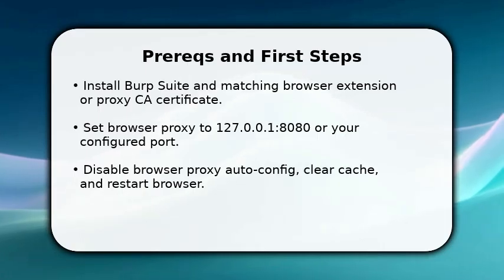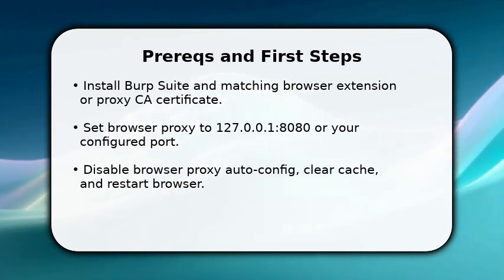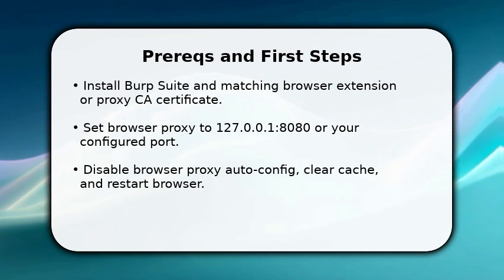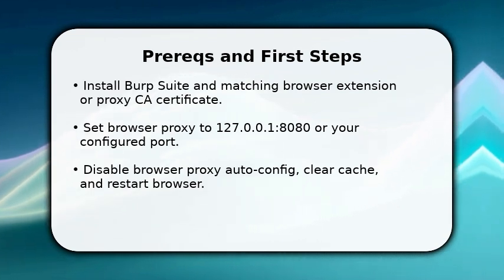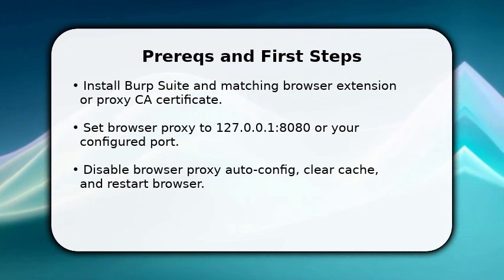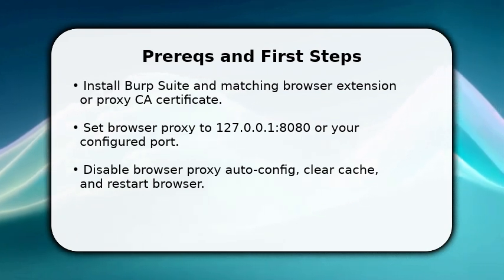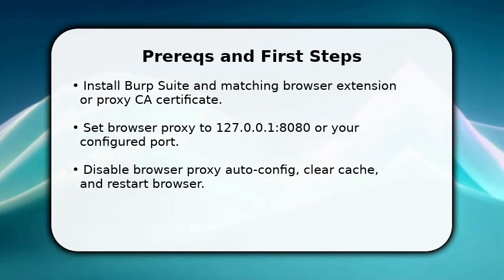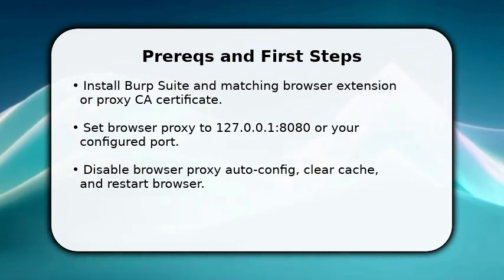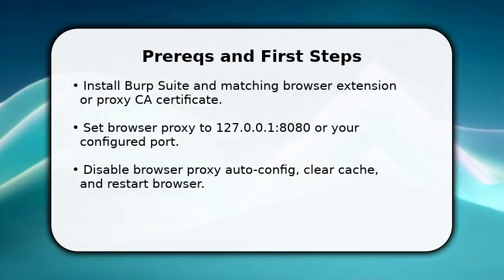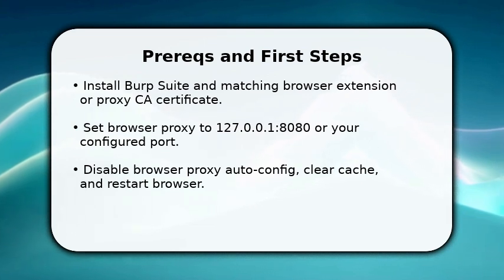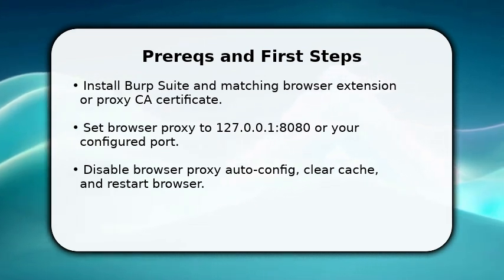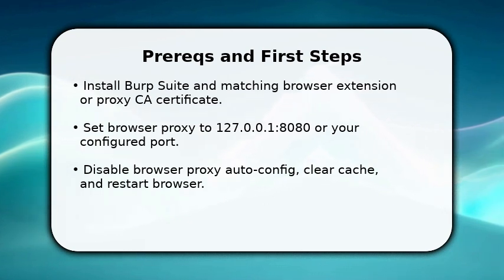You start by confirming prerequisites: Burp Suite, the proxy CA, and the browser extension. First, import Burp CA into the browser trust store so TLS intercept works. Next, set the browser proxy to 127.0.0.1:8080 or the port you set in Burp, and ensure no other system proxy overrides it. Once done, disable Proxy Auto Detect and clear the browser cache. Make sure the extension is enabled and that Burp's proxy listener is active before moving on.